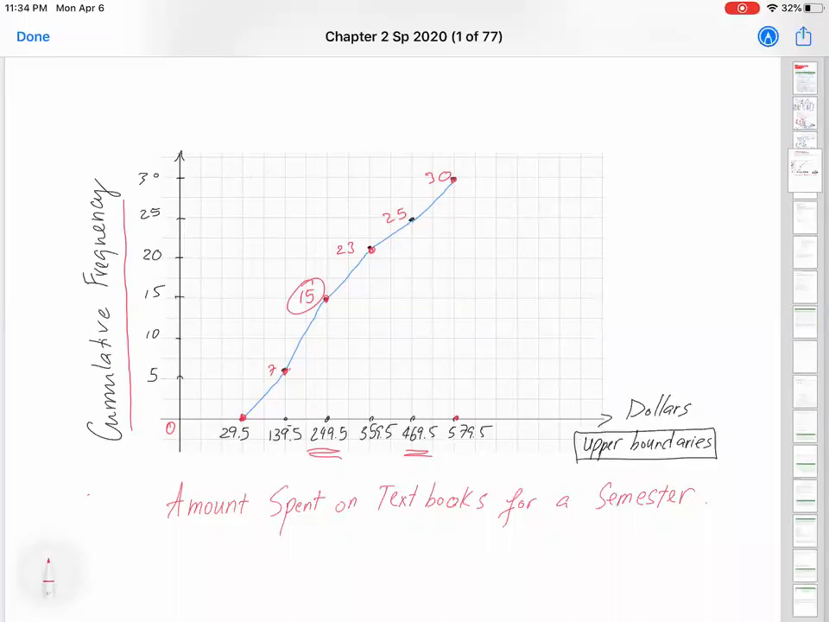So you can use an Ogive or a cumulative frequencies graph to represent your data in terms of cumulative values.